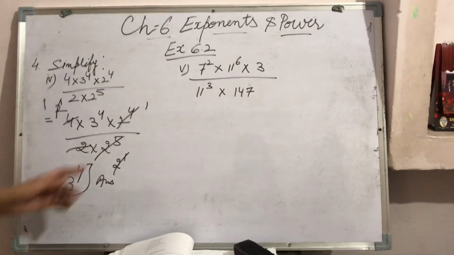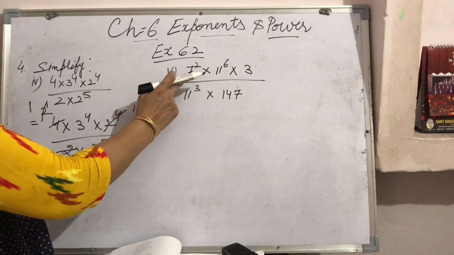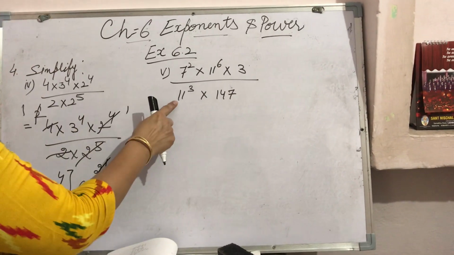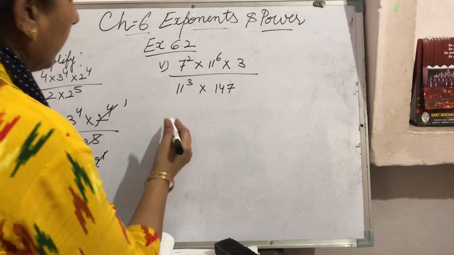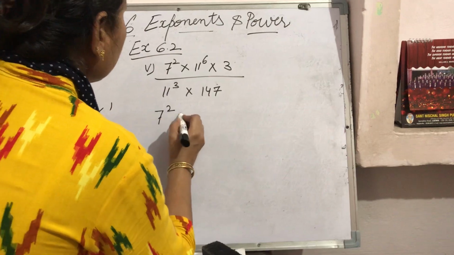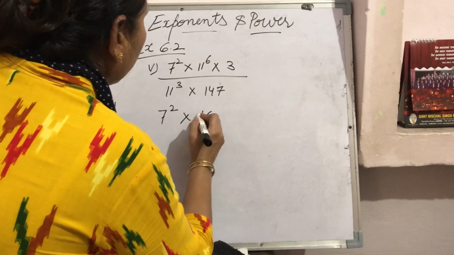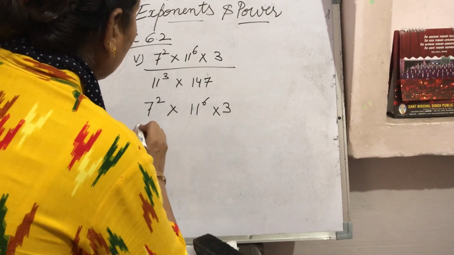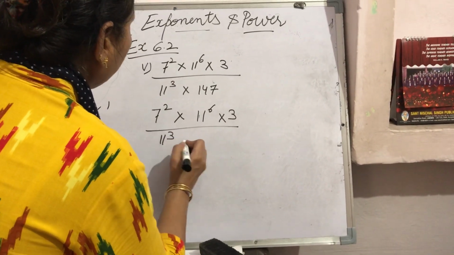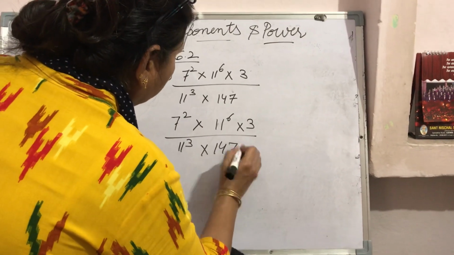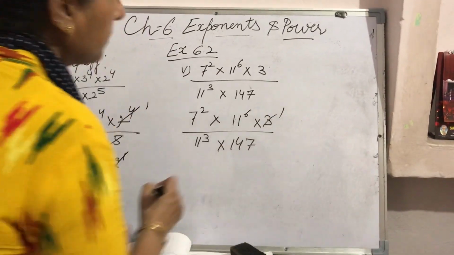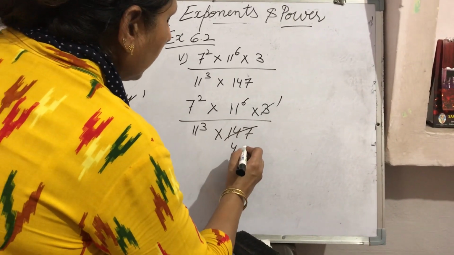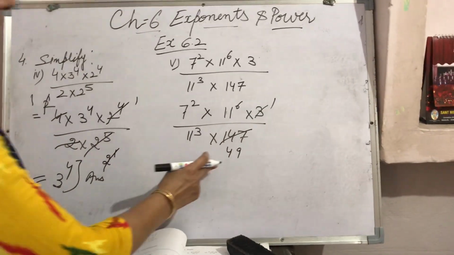Same as the next part: 7 raised to power 2 multiplied by 11 raised to power 6 into 3, upon 11 raised to power 3 into 147. It can be reduced easily. 4 3s are 12, 9 3s are 27, 49.